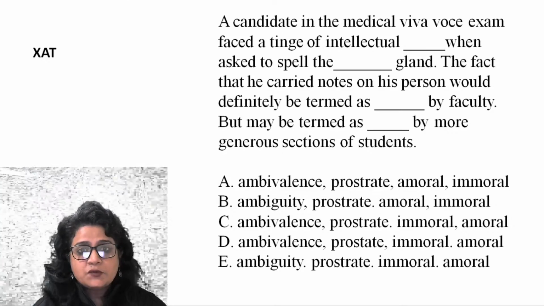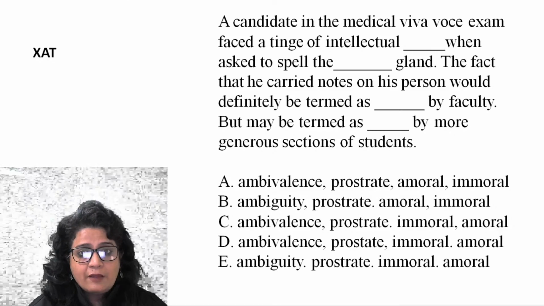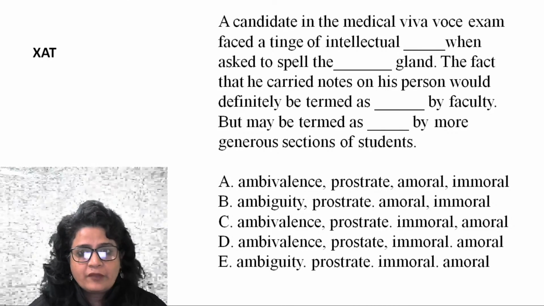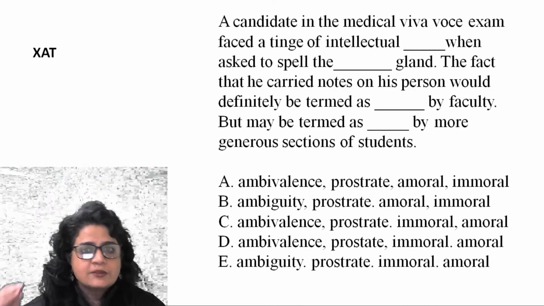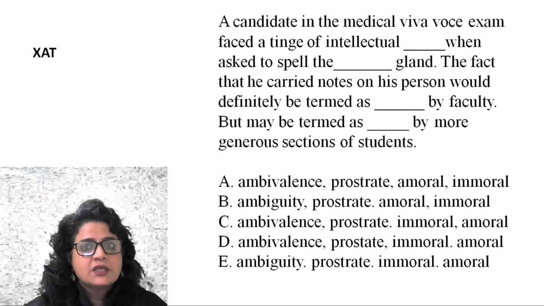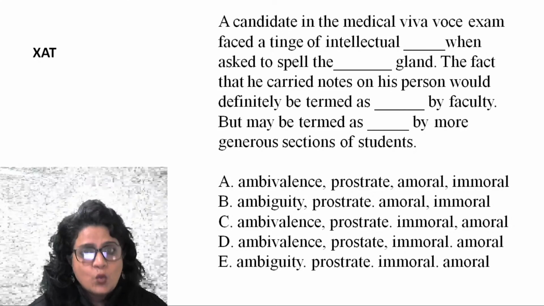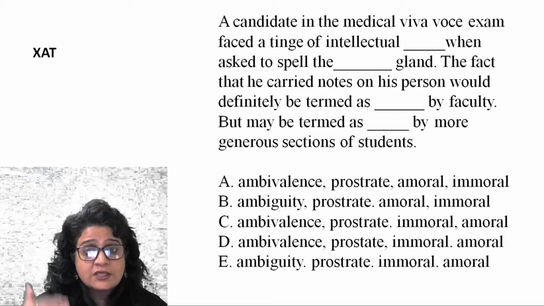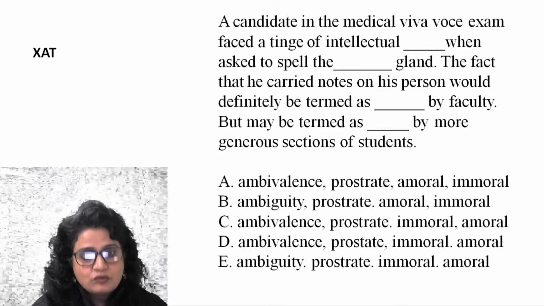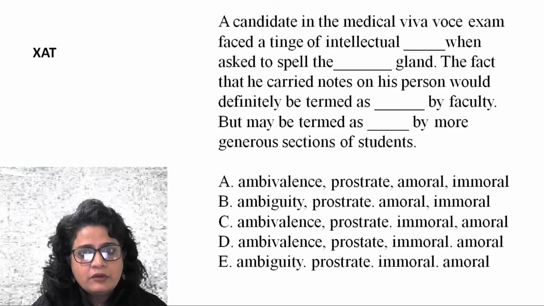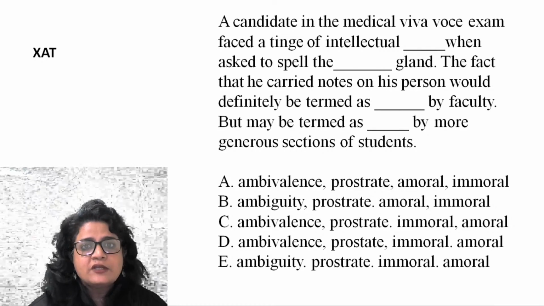So prostate and prostrate. If you are very clear, you can come to your answer here. A candidate in the medical viva exam faced a tinge of ambivalence when asked to spell gland. The first may not be clear; it could be ambivalence, it can be ambiguity. Let's try to fix what is going to come in the second. Gland is prostate. Prostrate is to lie down on the floor and bow your head down because you are worshipping. So that is prostrating. तो गुरुद्वारे आप जाते हैं, you prostrate. नमाज पढ़ते हैं, prostrate. So to lie down on the floor, be on your knees, and bow down. That is what is prostrate.